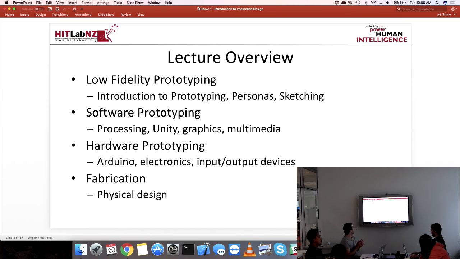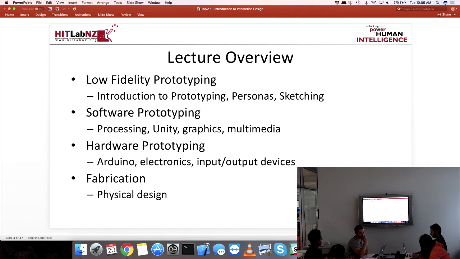All right, so this is the rough overview of how the lecture is going to go for this part of the course. For the next probably week and a half, we'll be looking at low fidelity prototyping. We're going to start today with an introduction to prototyping, and move on to things like personas and sketching, all these things that you can do really quickly and dirty.